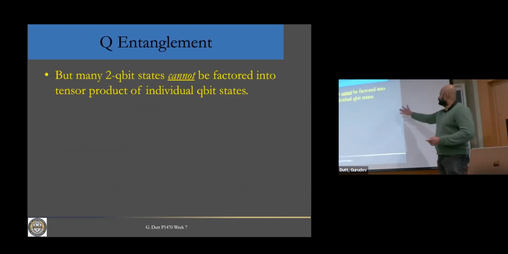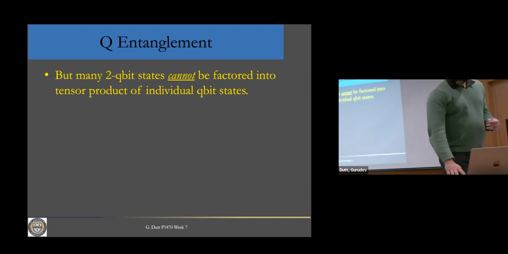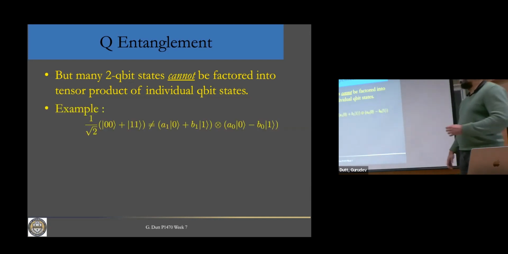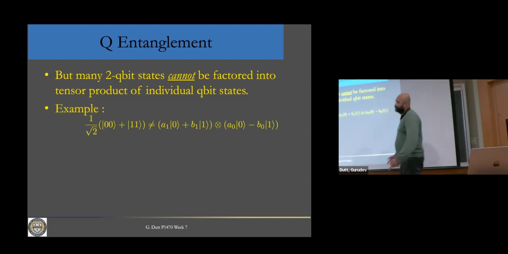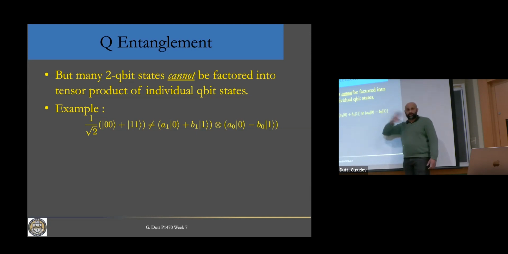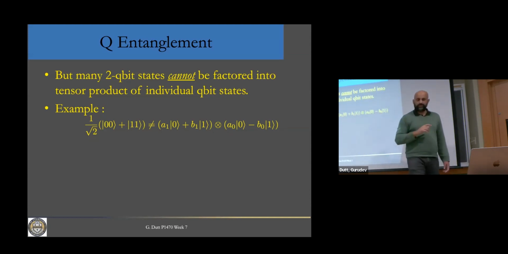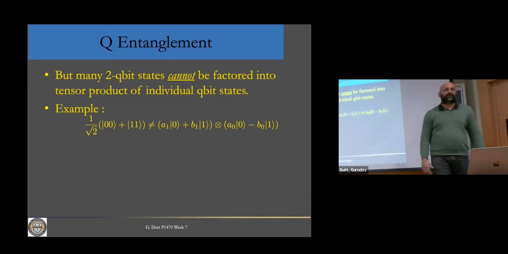There are many 2-qubit and n-qubit states that cannot be factored into a tensor product of individual qubit states. For example, I claim that the state 1 over root 2, 0 0 plus 1 1, is not equal for any choice of coefficients to this state, A1 0 plus B1 1, tensor A0 0 plus B0 1. This should be plus B0 1, okay, not minus.